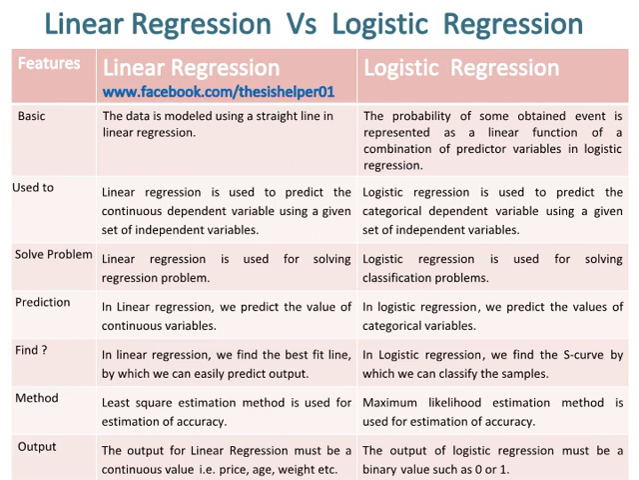variables. In linear regression, we find the best fit line, by which we can easily predict output, whereas in logistic regression, we find the S-curve by which we can classify the samples. Least square estimation method is used for estimation of accuracy, whereas maximum likelihood estimation method is used for estimation of accuracy. The output for linear regression must be a continuous value such as price, age, weight, etc., whereas the output of logistic regression must be a binary value such as 0 or 1.